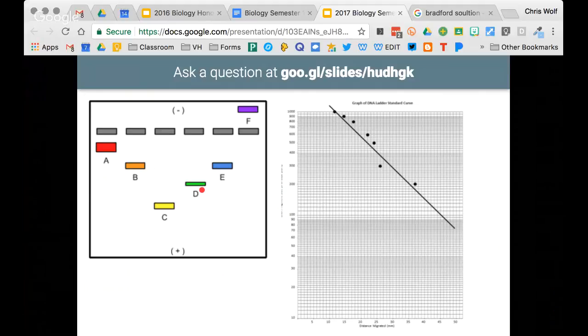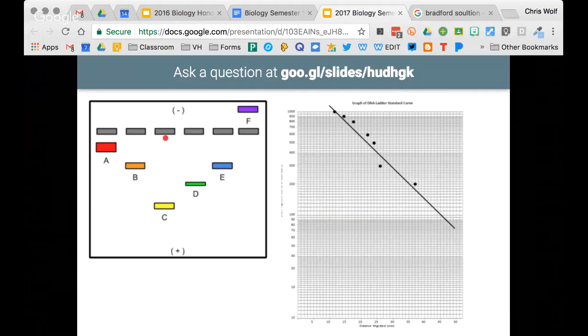So another thing we learned about the gel, and this came a little bit later on in the year, but it's a skill you need to know for the final, is we can measure how far these bands migrate, how far they move, and we can plot them on a graph and use a graph like this to figure out the size of an unknown piece of, for example, DNA.